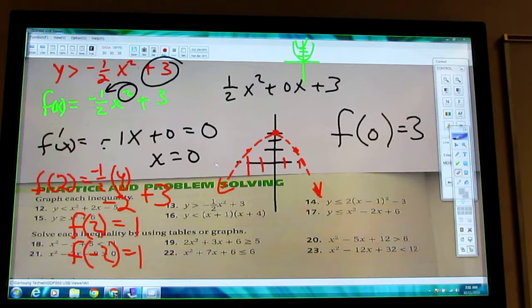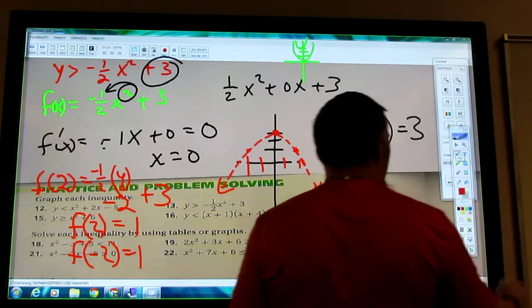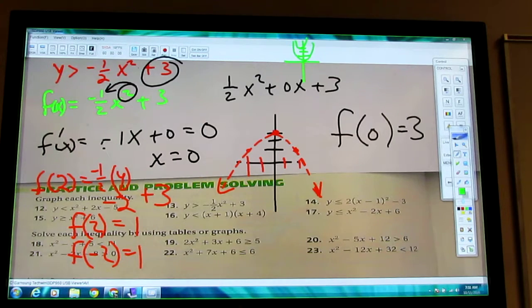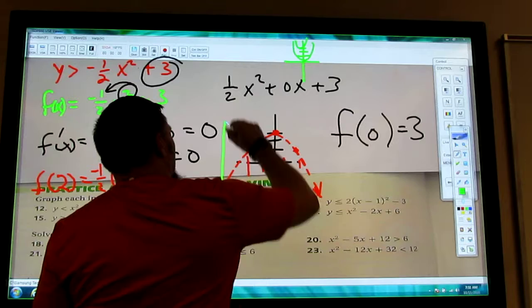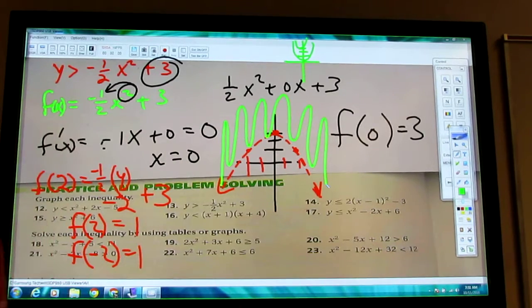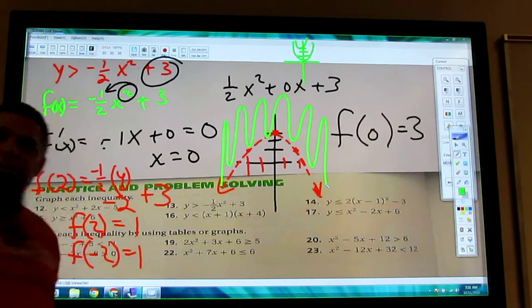Alright, so we dot it. Then we ask ourselves, okay, is it less than or is it equal to? Or, I mean, we did that. Is it less than or is it greater than? It's greater than? Then we go up. Greater than is up, right? Okay. So it's everything bigger than this function. Does that make sense?